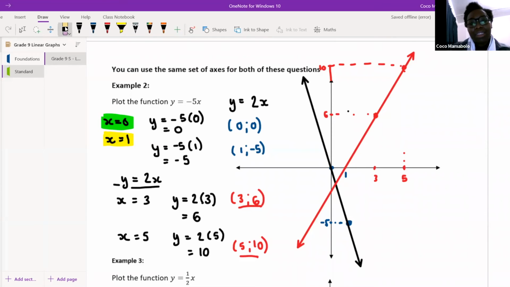Yes, Andani, in this particular question, yes. And the reason for that is because my function says y is equal to 2x. So I'm multiplying by 2 here. In this other one that we did first, there was a -5 in front of my x. So I multiplied everything by -5.